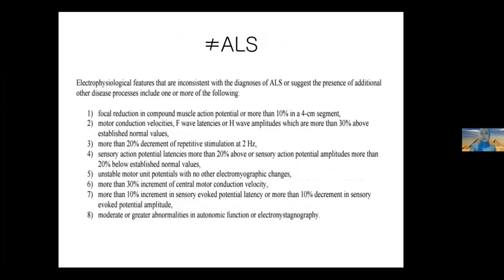Of course, more than 20% decrement on stimulation suggests conduction block. Here, the reduction of conduction velocity should be below 30% if we have a normal compound muscle action potential, or more than 10% of the compound muscle action potential. And for the sensory action potentials, I would allow up to 20% delay or reduction in amplitude.